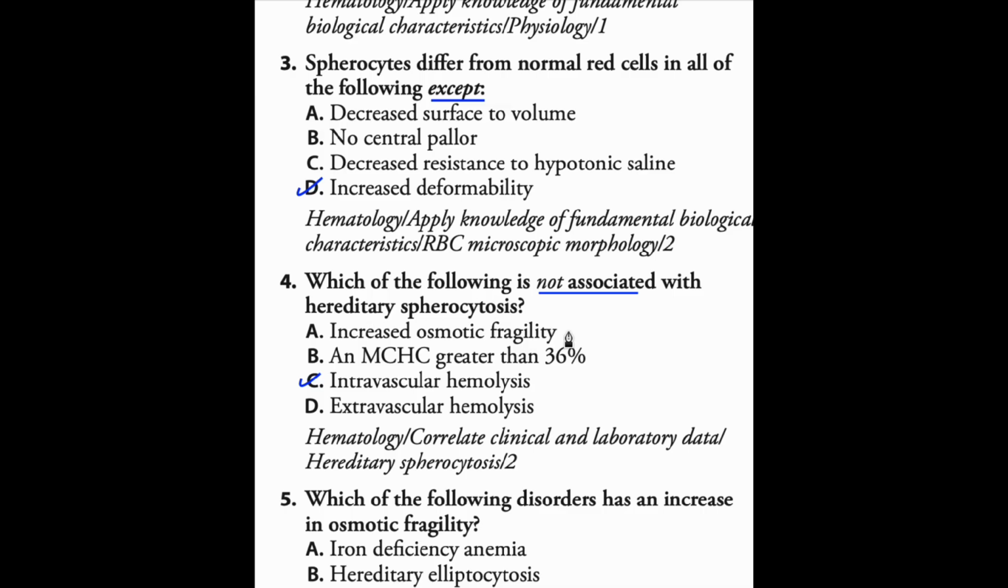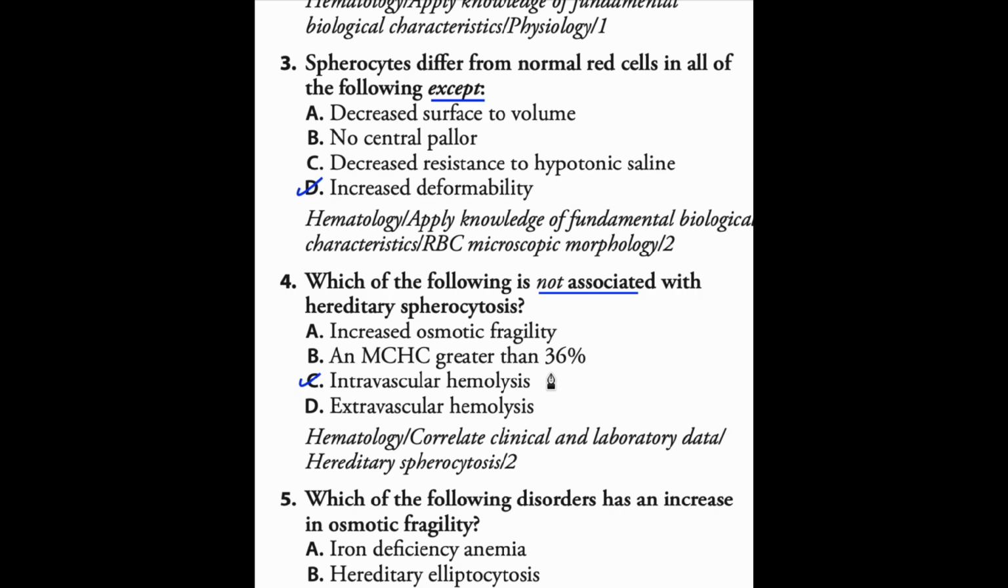Hereditary spherocytosis is the classic example of extravascular hemolysis. The term extra means outside the blood vessels. The faulty spherocytes are removed from the circulation by macrophages, primarily in the spleen. So, extravascular hemolysis is definitely associated with the condition. So, let's look at the others. Increased osmotic fragility. As we just discussed, this is the hallmark lab test for spherocytosis, so this is associated.